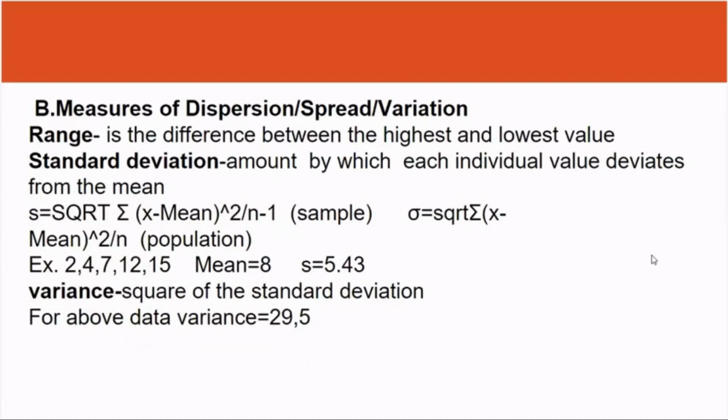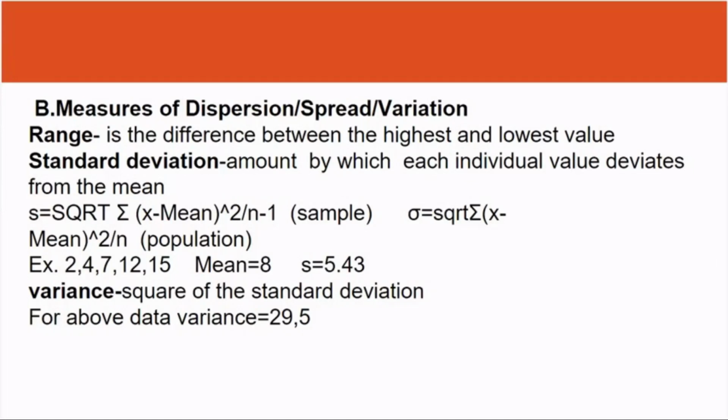Letter B is measures of dispersion, spread, or variation. So, how do you measure the dispersion, spread, and variation? So, we have three. You have here the range, standard deviation, and variance. So, range natin is just the difference between the highest and lowest values. So in getting the range, hanapin nyo lang yung upper limit and yung lower limit ng ating terms or ating numbers. So standard deviation naman, it is the amount by which individual value deviates from the mean. So how do you solve that?